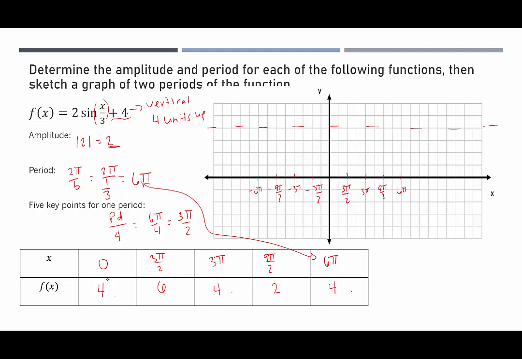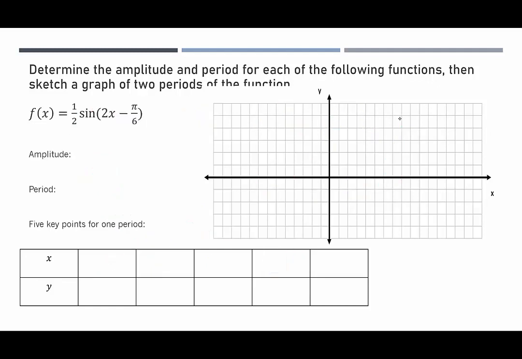Okay, so negative 6 pi is starting at 4. Negative 9 pi over 2 is going up to 6. We go back to the middle, down 2 units from the middle, back to the middle. Now we're starting at 0, 4. We go up 2 units, back to the middle, down 2 units, back to the middle, and we connect these with a nice smooth curve. And there will be 2 periods of this particular sine curve.